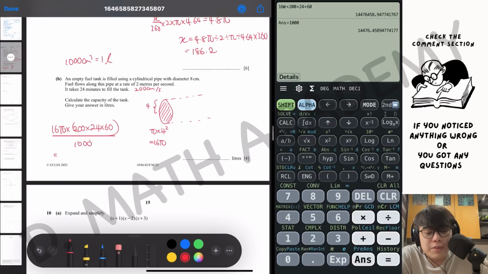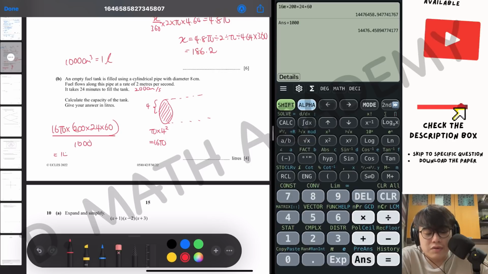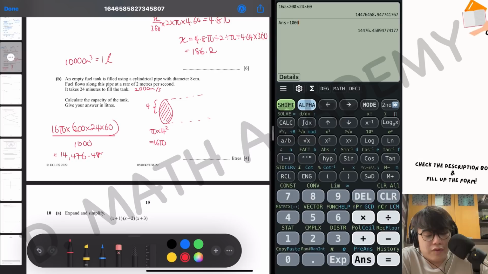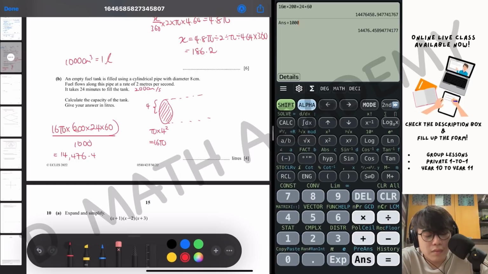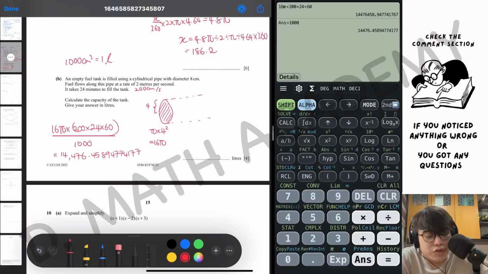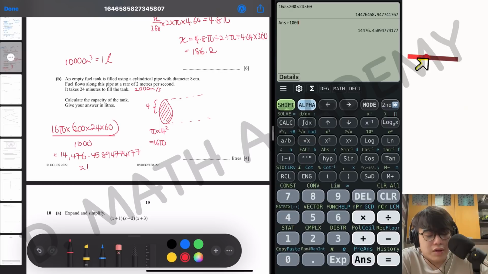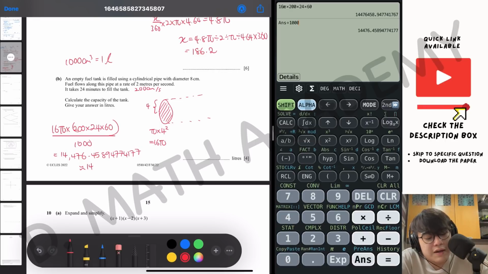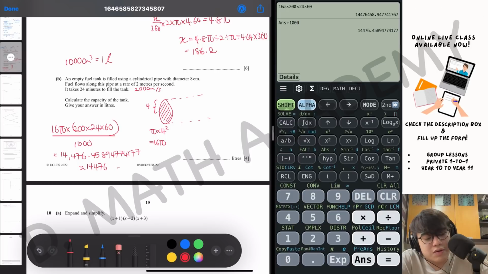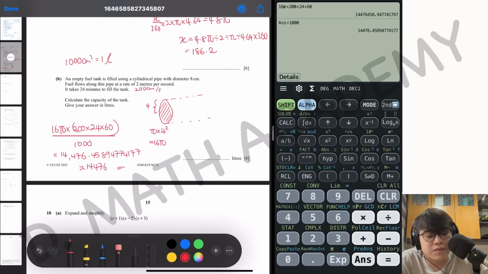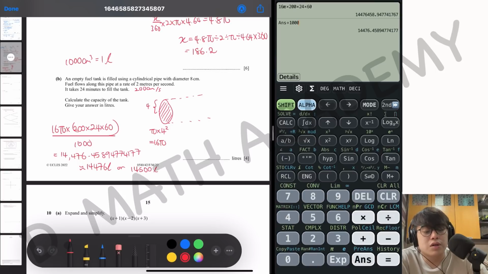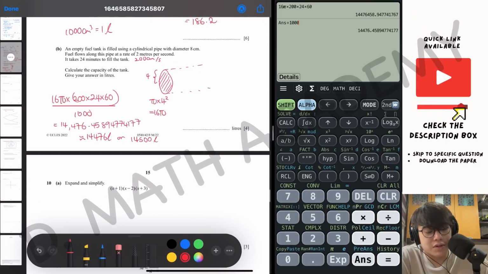So in 24 minutes, there should be 14,476.48458, which is approximately 14,476, or you can write it as 3 significant figures, which is about 14,500 if you wanted to. Okay, this should be your final answer.